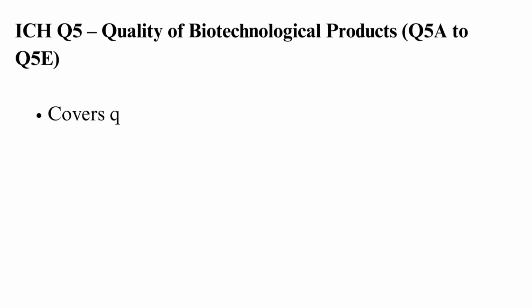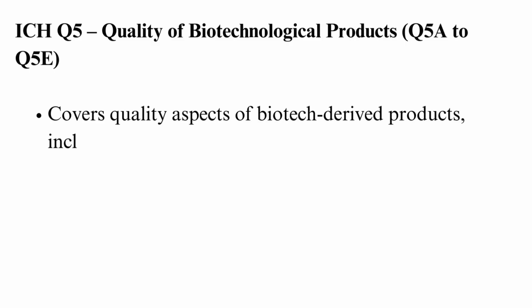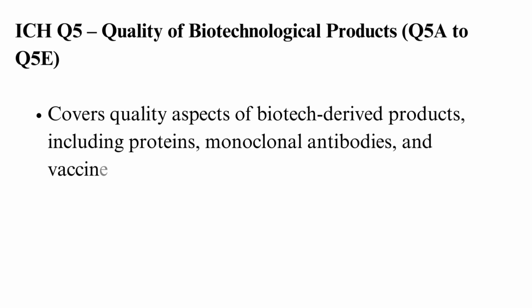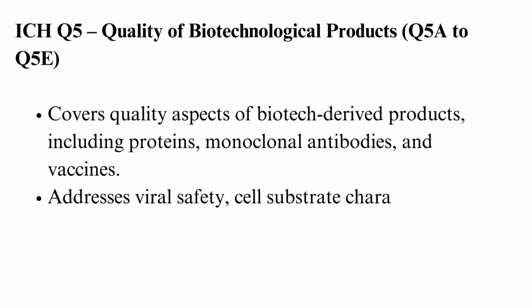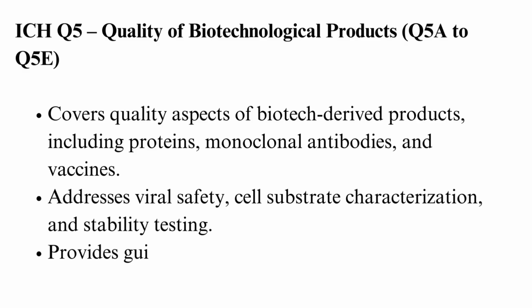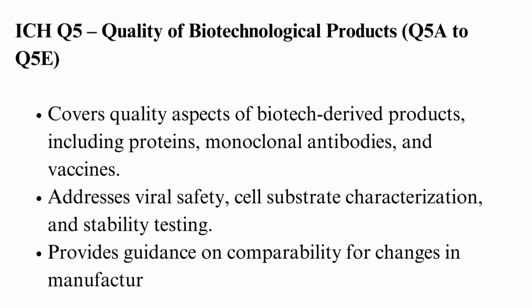ICH Q5 Quality of Biotechnological Products. Q5A to Q5E covers quality aspects of biotech-derived products, including proteins, monoclonal antibodies, and vaccines. Addresses viral safety, cell substrate characterization, and stability testing. Provides guidelines on comparability for changes in manufacturing.